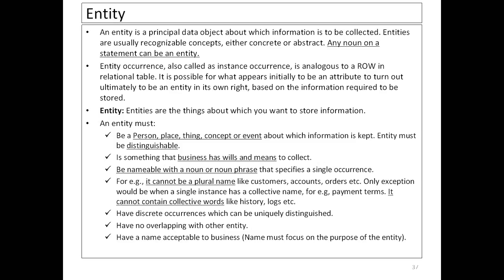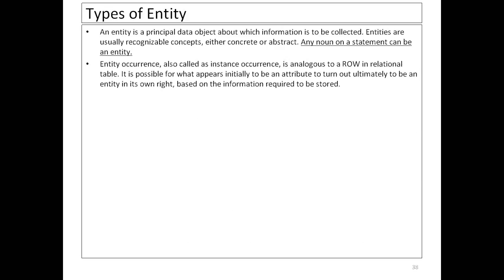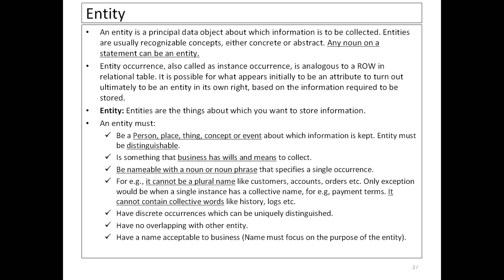So an entity should not overlap with other entities and should have a name acceptable to the business. Rather, the name of an entity should be focused on the purpose of the entity, or the objective of the entity, or the definition of the entity. So this is all about entity. Entity occurrence is nothing but an instance occurrence within the entity, and it is analogous to a row in a relational table.